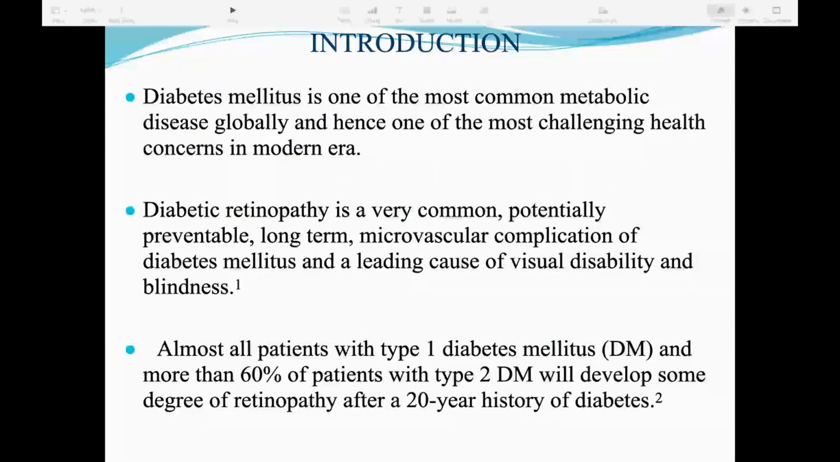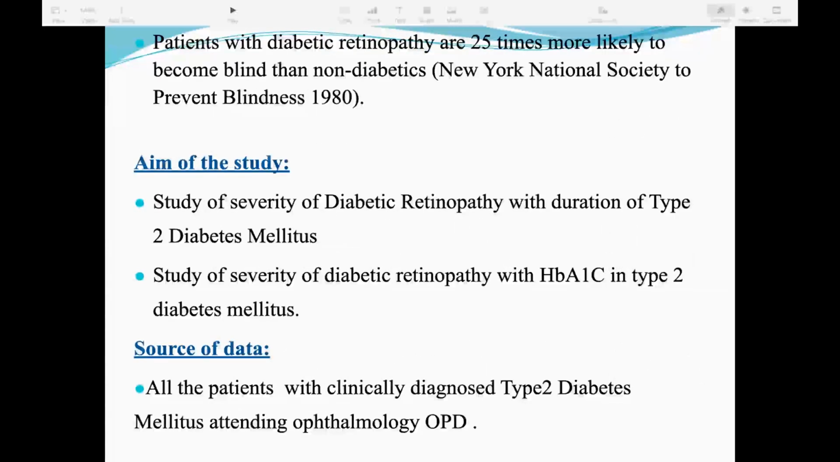Introduction. Diabetes mellitus is one of the most common metabolic diseases globally and hence one of the most challenging health concerns in the modern era. Diabetic retinopathy is a very common, potentially preventable long-term microvascular complication of diabetes mellitus and a leading cause of visual disability and blindness. Almost all patients with type 1 diabetes mellitus and more than 60% of patients with type 2 diabetes mellitus will develop some degree of retinopathy after a 20-year history of diabetes. Patients with diabetic retinopathy are 25 times more likely to become blind than non-diabetics, according to the New York National Society to Prevent Blindness, 1980.